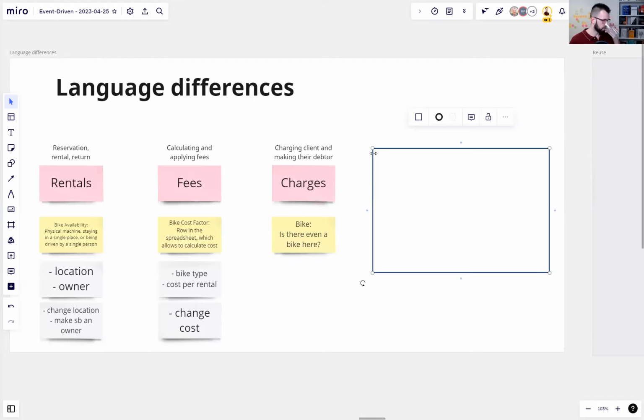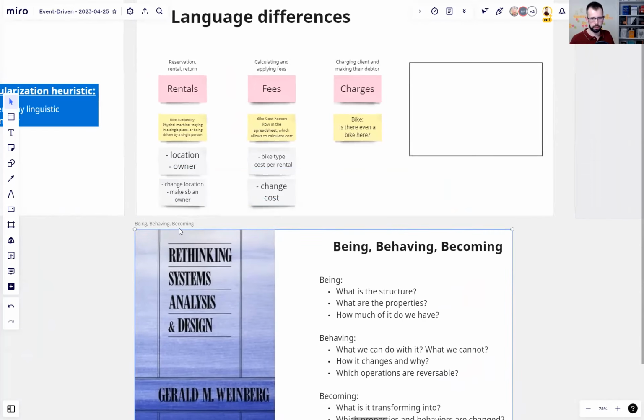Do you have some heuristics for how to come up with an exercise to distinguish these language differences? There is a technique that was described by Jerry Weinberg, of being, behaving, becoming.